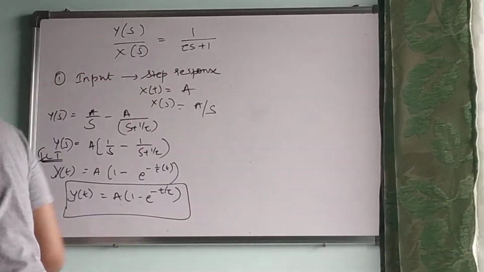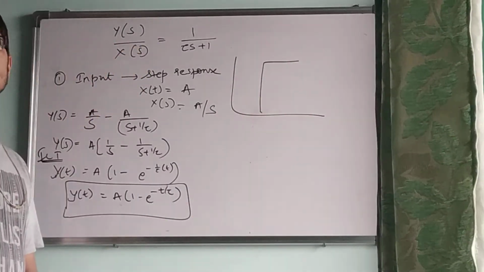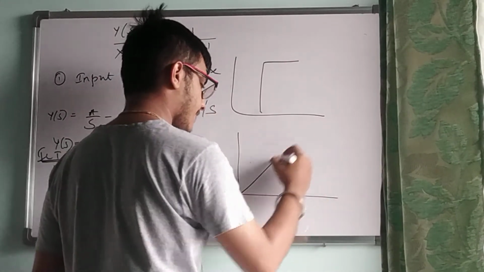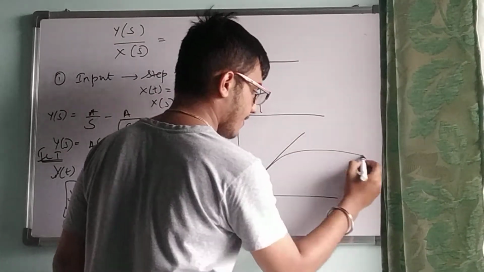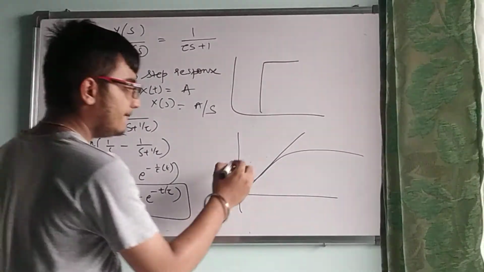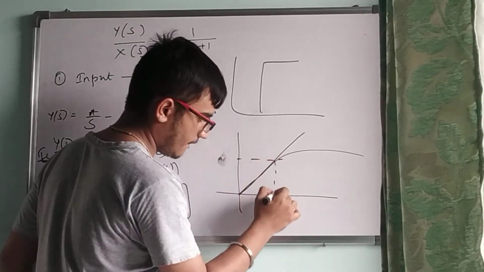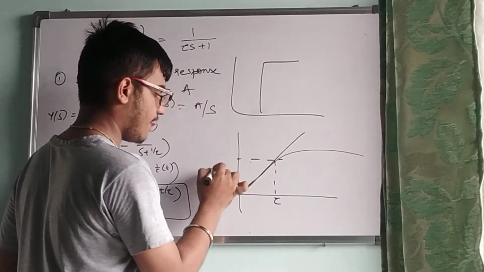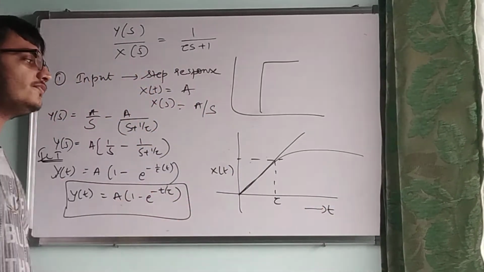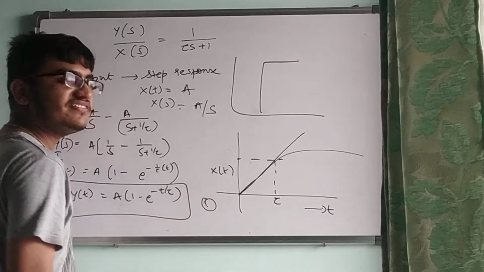So you see here, this is your input, step input. For that you are getting the output as shown. From this you have certain observations.